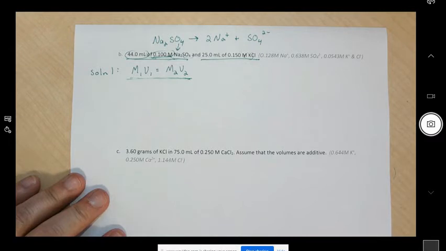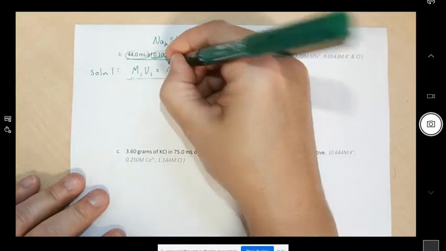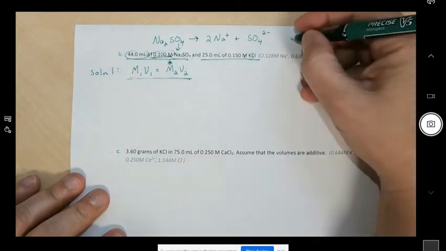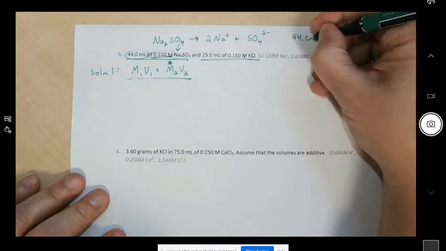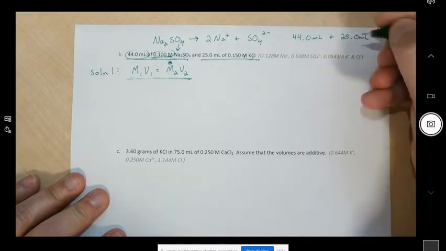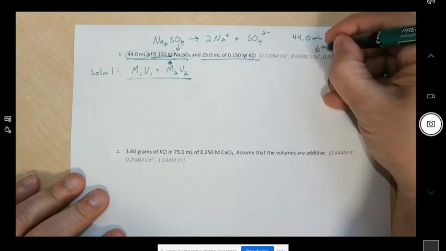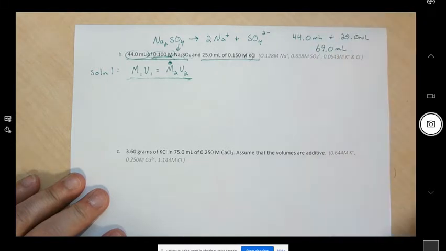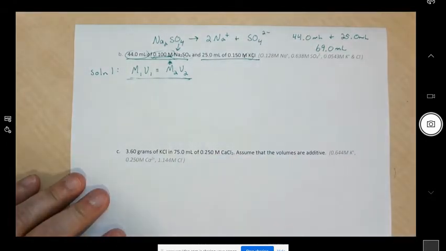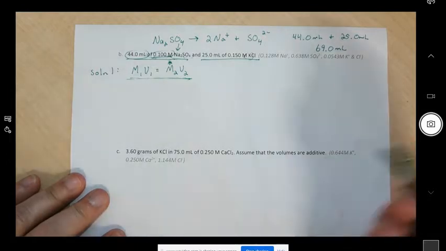Now, you can go ahead and solve this one just like we did with A, but I want to show you something a little bit different. What I'm really trying to solve for here is my new concentration of my ion if I dilute it. Just really quick, my final volume: I've got 44.0 milliliters plus 25.0 milliliters, so my new volume is going to end up being 69.0 milliliters. Again, I'm going to keep my volume in milliliters because that unit's just going to cancel out. So watch what happens here.